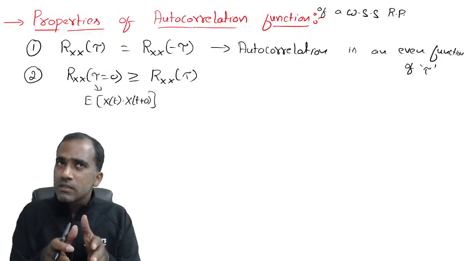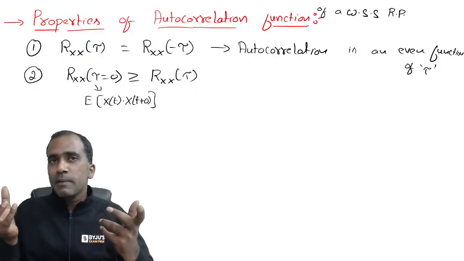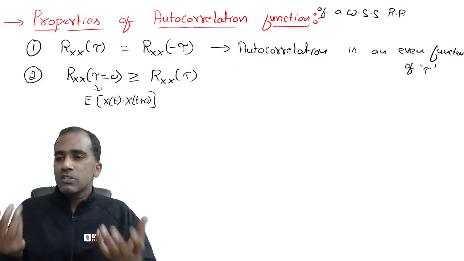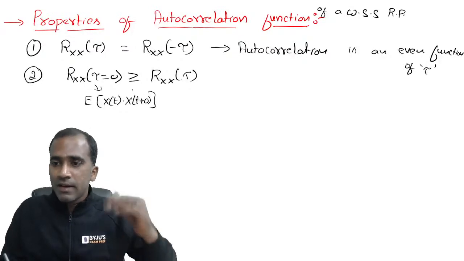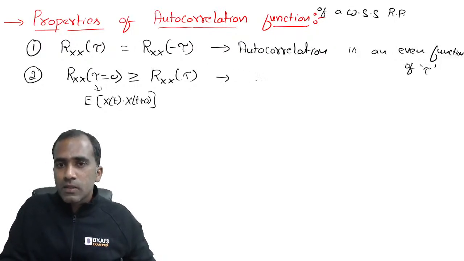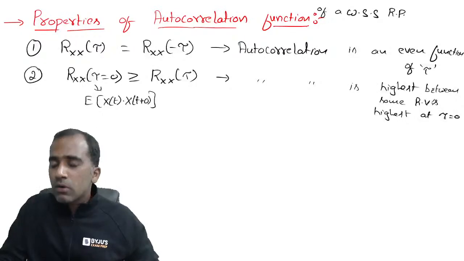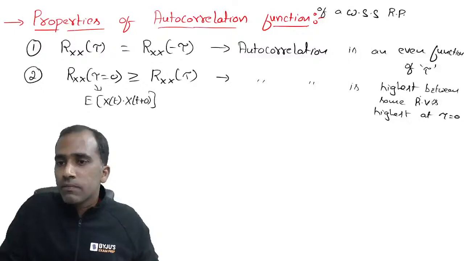Which means you are talking about a correlation between the same random variables. Correlation between same random variables, will it be highest or not? If you take two random variables, there will be some correlation. But when will the correlation be highest? If I correlate with myself, then only the correlation will be highest. Same random variable x of t with x of t will have the highest correlation compared to correlation between any other random variables. That is the meaning of this. So autocorrelation is highest between same random variables, or we can also say that autocorrelation is highest at tau equal to zero. The meaning of autocorrelation being highest at tau equal to zero is that autocorrelation is maximum when you talk about autocorrelation between two same random variables.